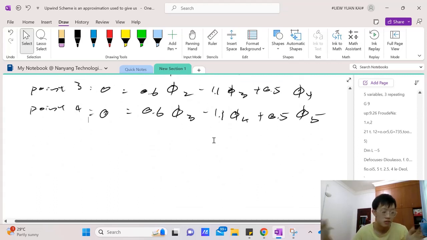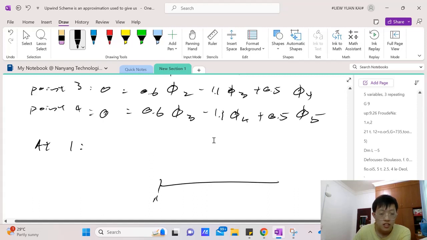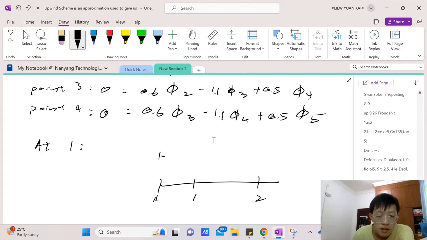Now we have to go to the boundaries, the external nodes. So for the external nodes, let's have a look. So I'm going to draw the diagram in the template. So at point 1, we have this. This is the left-hand side, the NA. This is point 1, point 2, and this is the template.